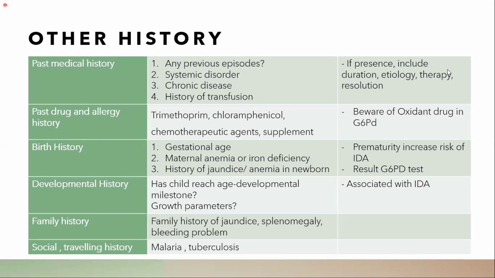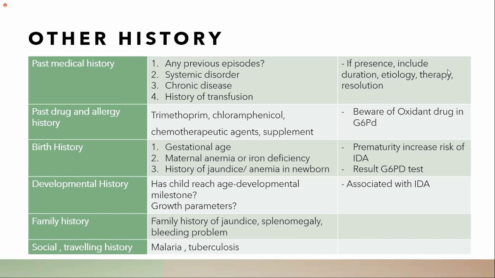Okay, for birth history, it's very important. We want to know the gestational age, like Dr. said previously. Prematurity is a risk of having anemia and also IDA itself. And then maternal anemia during pregnancy, also presence of iron deficiency during the pregnancy. Any history of jaundice and anemia in the newborn. Actually, we know that all babies have been screened for G6PD, so we can just ask the mother about the result of the G6PD.